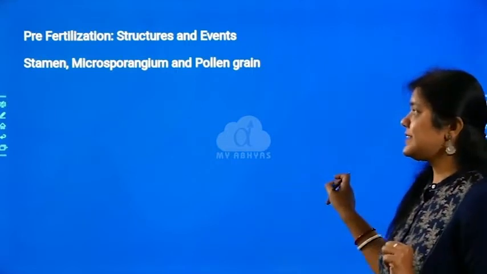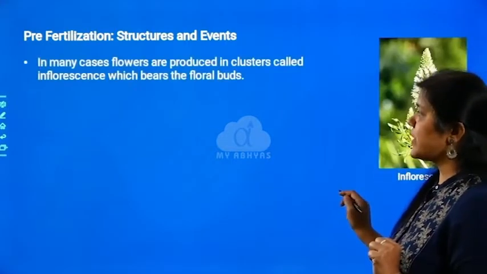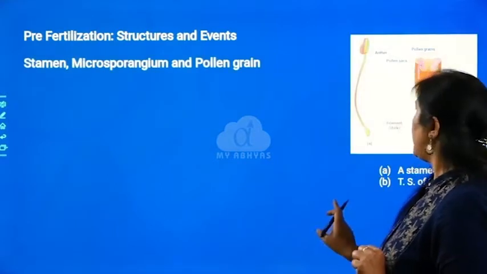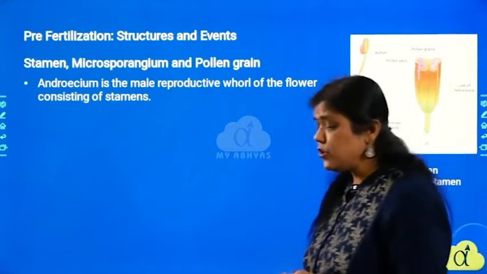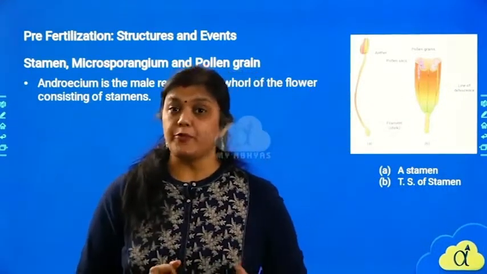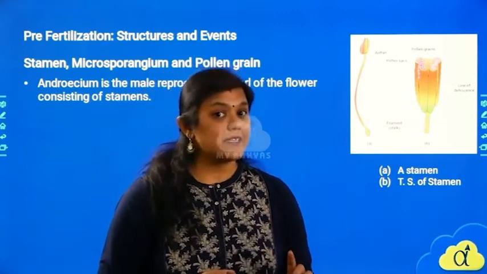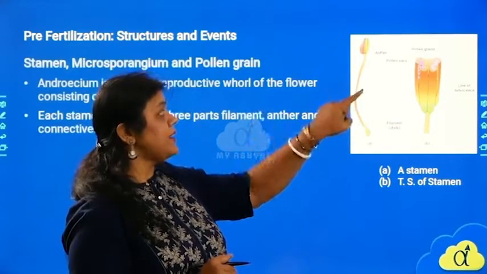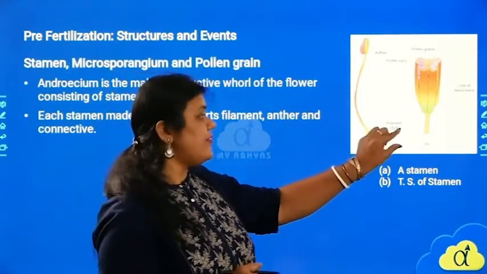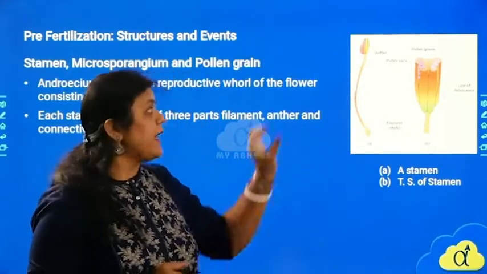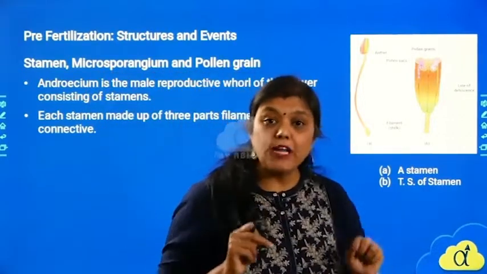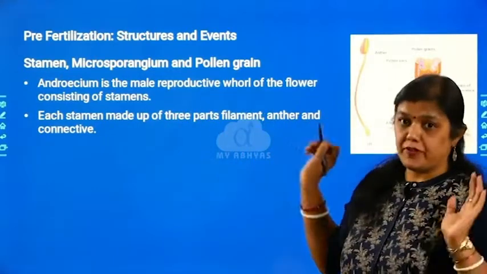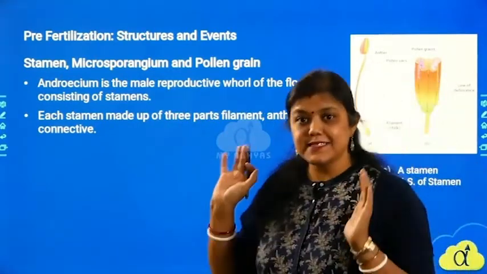Now, let us see what exactly it is. Stamen, Microsporangium. Now, as we told you, Androecium is the male reproductive part of the plant, right? And what is it made up of? It is made up of two important parts, that is the filament and the anther, which is present on the top of it. The filament is also called the stalk, and the anther is basically bilobed in nature. So Androecium is the male reproductive whorl of the flower and it contains the stamens.